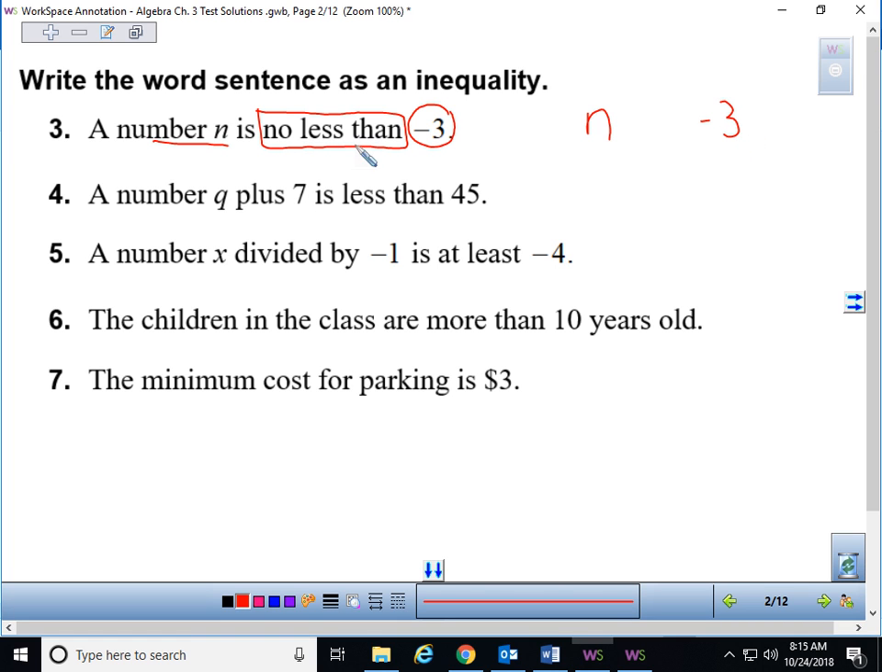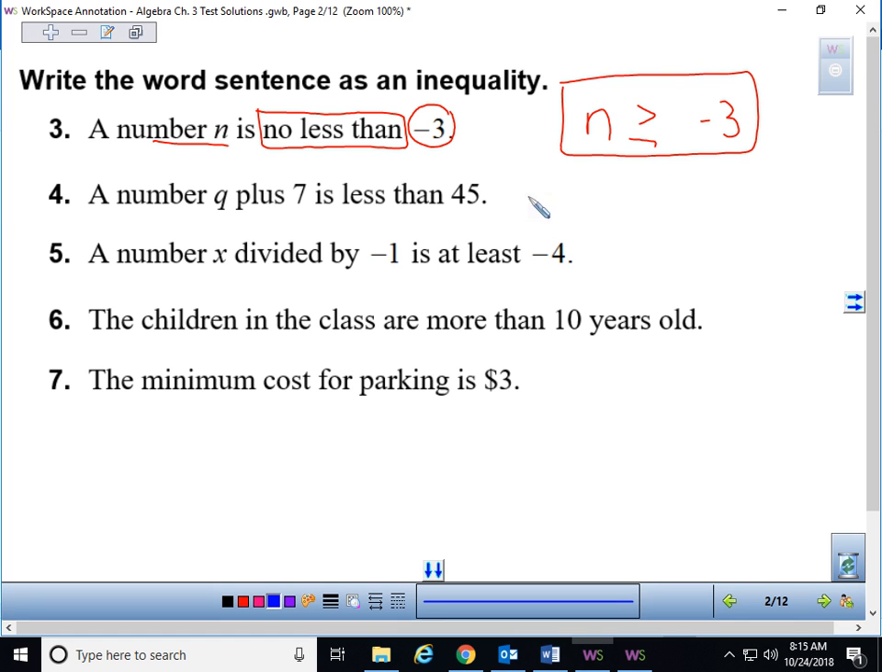If you didn't know your keywords, or you didn't write down the keywords for each inequality symbol, then this is probably challenging. But on this, no less than is actually the inequality symbol, greater than or equal to. So the smallest this could be is -3. It's really going to mean it's anything bigger. N has to be bigger than -3. So that's your inequality statement.